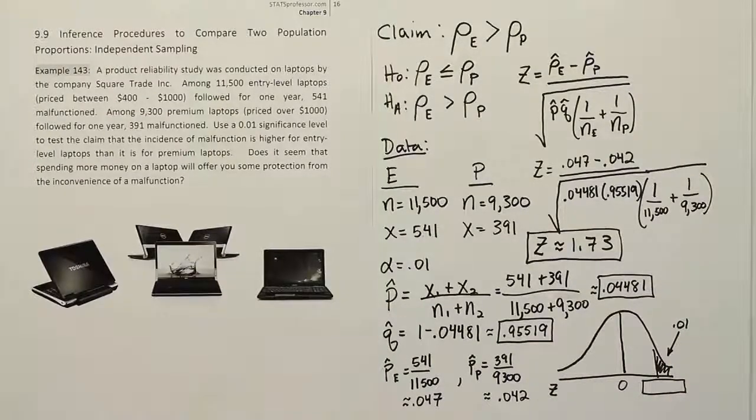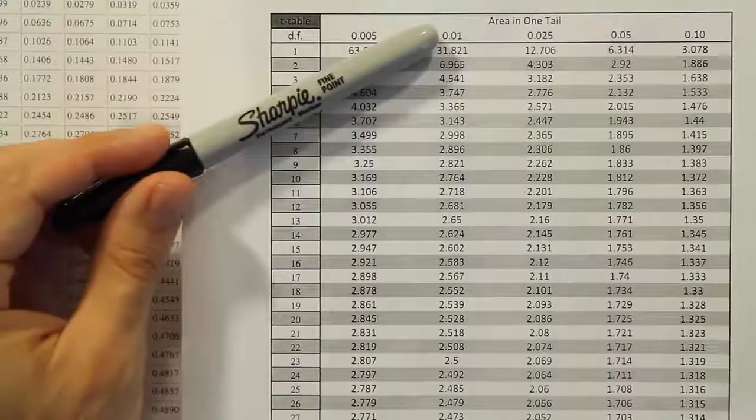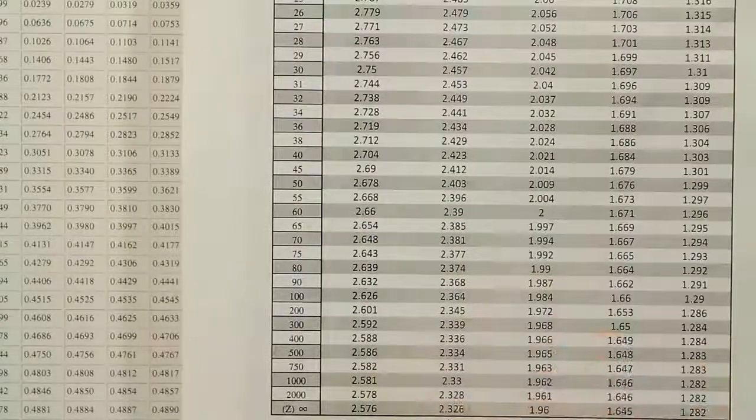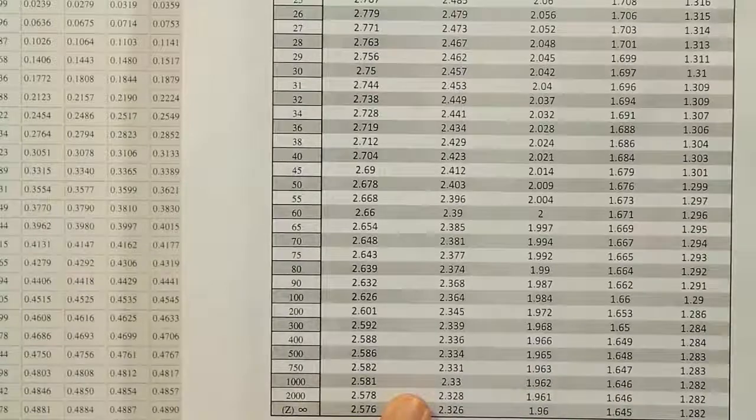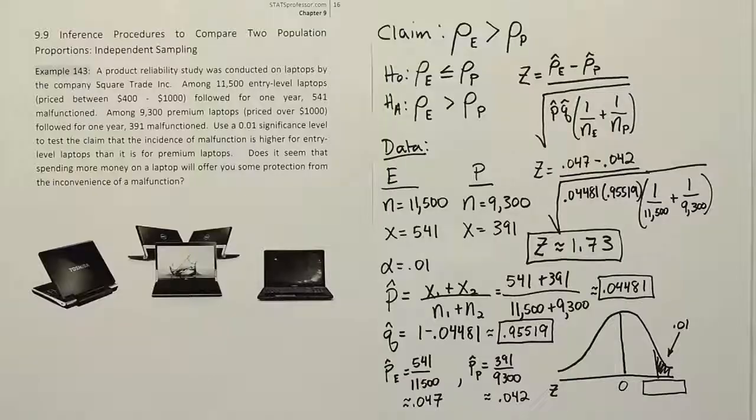All right, so let's go to the table and do that now. Remember, we're looking at a z critical value, so we're just going to go to the table in the 0.01 column on the t-table and go straight to the bottom to find this value. Okay, so we're looking in the 0.01 column and going straight to the bottom to find the corresponding z-score. And when we do that, we see that it is 2.326.